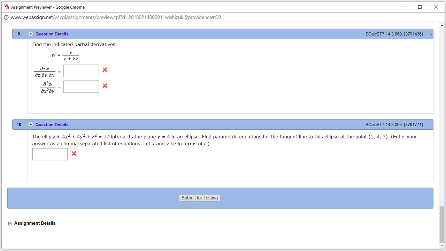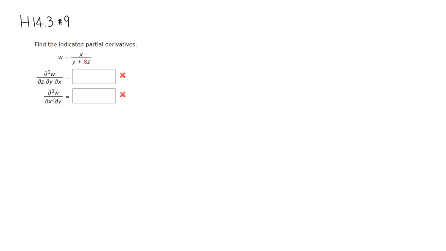Alright, let's look at homework 14.3, problem number 9. Let's take these partial derivatives. So let's do the first one. You can see that we have to take the partial with respect to x, and then y, then z. So we're going to take the partial derivative of w with respect to x.